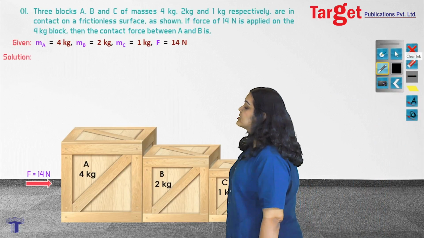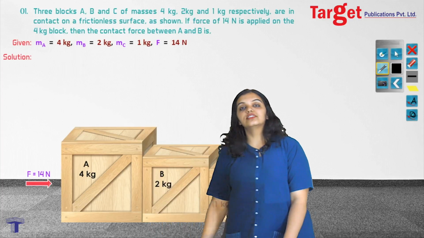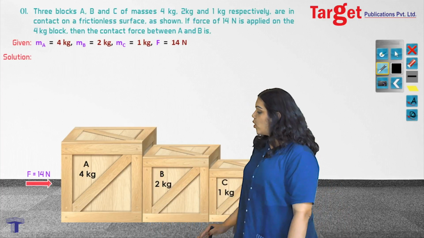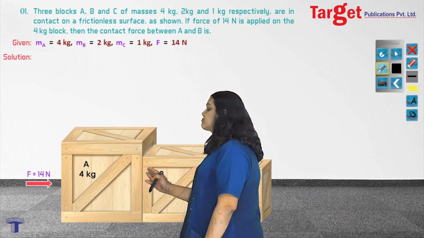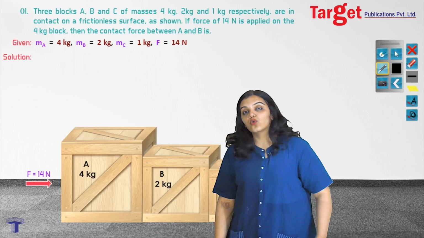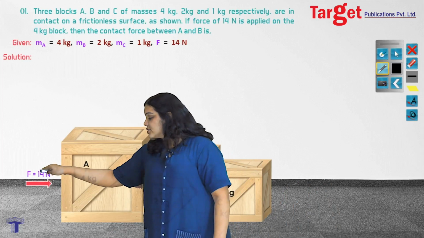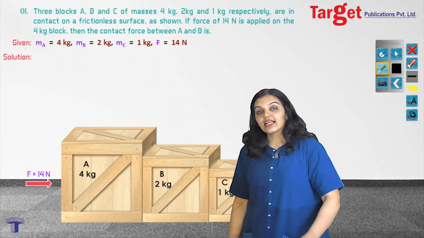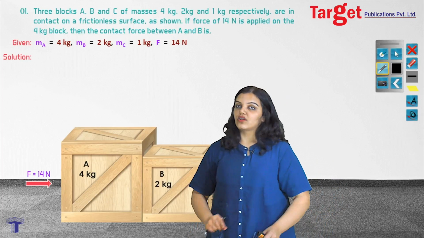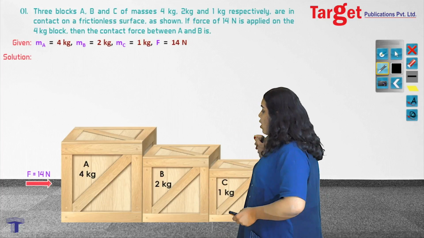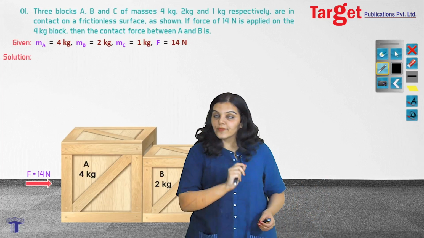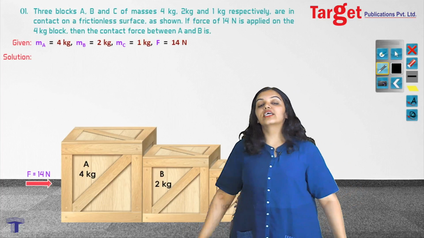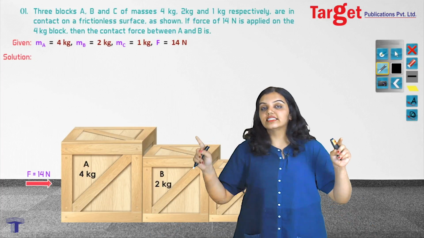Now how we solve the sum is as follows. The first thing to realize is that because there is no friction between these blocks and the surface, as soon as a force is applied on this block, all these blocks are going to move together. And that's the most important part to solving this sum. These 3 blocks are going to move together. And if they move together, we can consider them to be one big system.